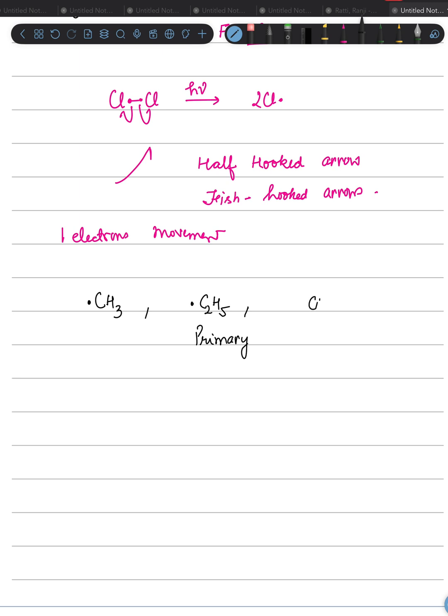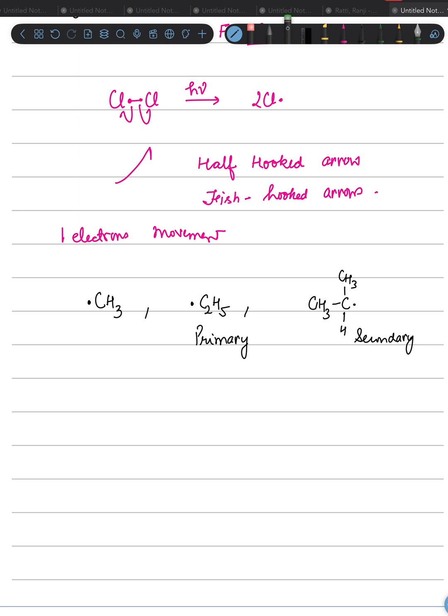If you have a free radical like this, you call it a secondary free radical because the odd electron is present on a carbon which is secondary. That is, it is connected to two more carbons. Here, it is connected to only one, so we call it primary. Fine. Similarly, we would have tertiary had it been CH3 here. We'll call it tertiary because now the odd-electron-bearing carbon would be connected to three carbons.